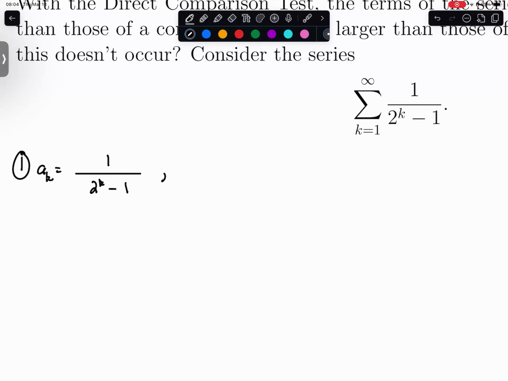Now for b of k, again, I choose the highest term in the numerator and the highest term in the denominator for my b of k, which in this case will give me 1 over 2 to the k power.